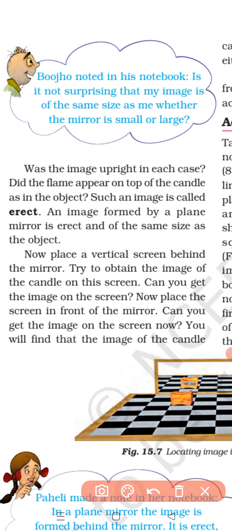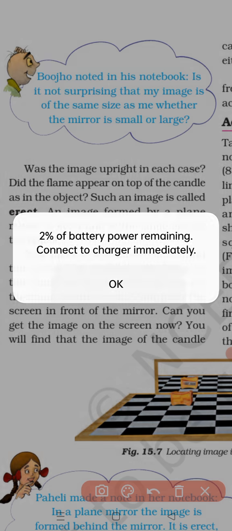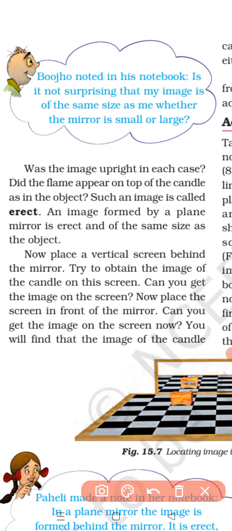That means the plane mirror forms the image behind the mirror, of the same size as the object, neither smaller nor bigger. One more thing: the image formed in a plane mirror is erect, or say upright, and it is the same side up as the object. So what is written over here? An image formed by a plane mirror is erect and of the same size as the object.